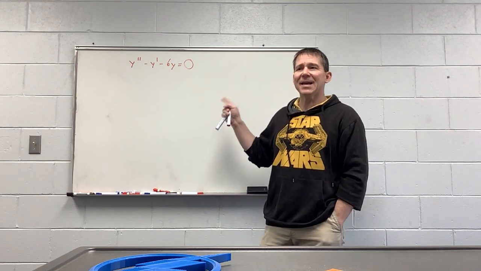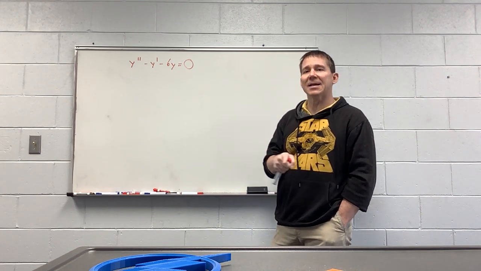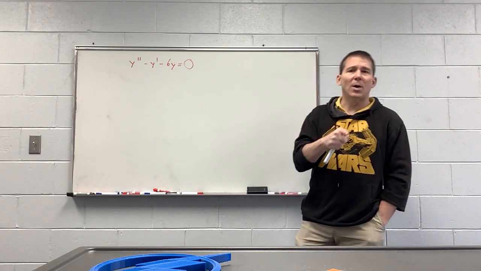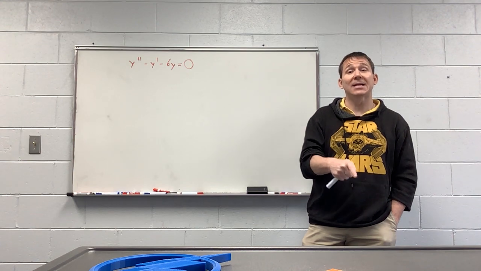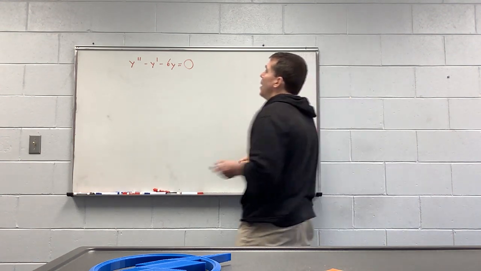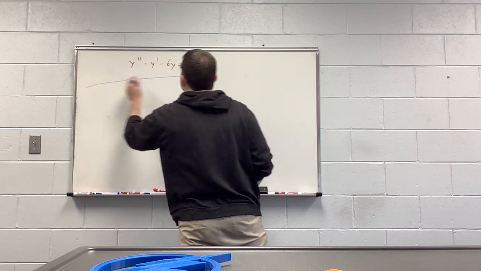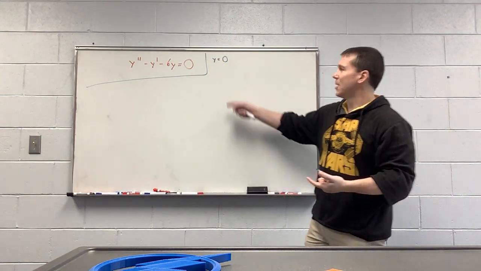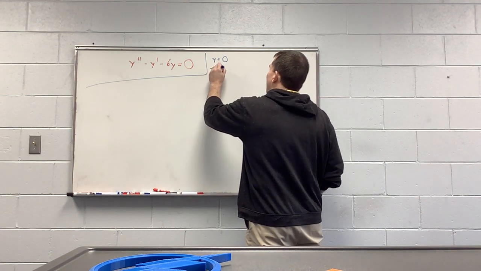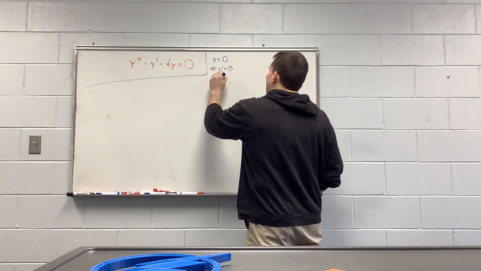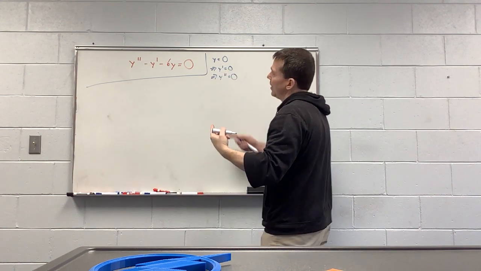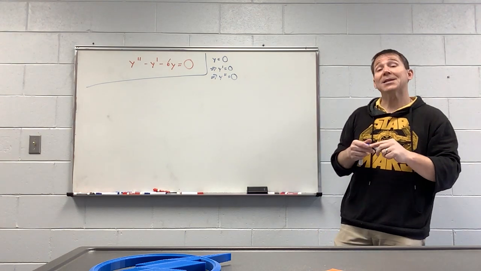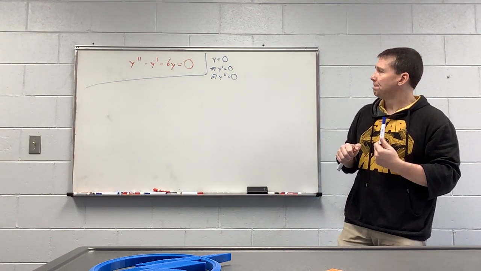But before we actually get to tricks that we can use to solve things like this, we need to understand first what solutions look like and how we test them. Meaning, right away, there's clearly a trivial solution, y equals 0. If y equals 0, then y prime equals 0, and y double prime equals 0. And if I plug in, I get 0 minus 0 minus 0 equals 0. So that actually works as a solution.